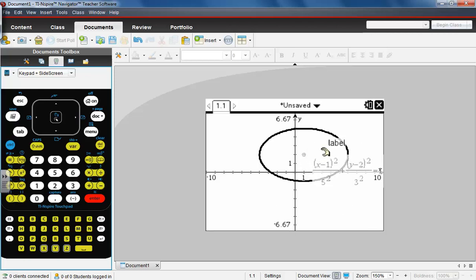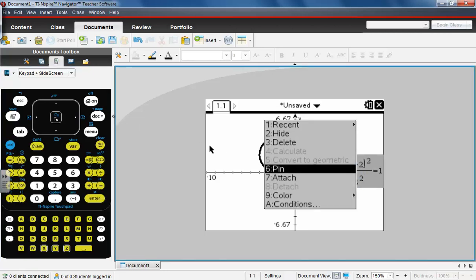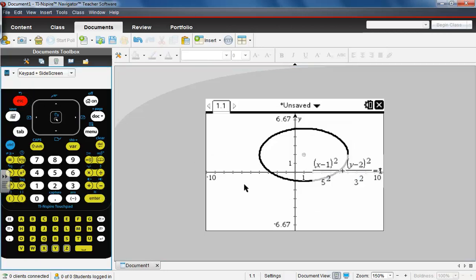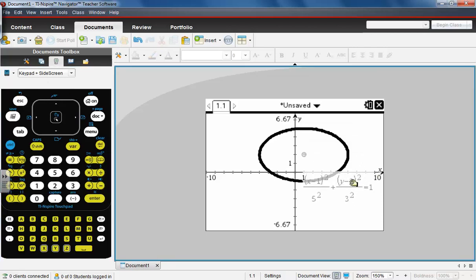And I'm going to come back to this a little later and show you also. I'll show you later when we come back to this how you can actually use your calculator to analyze this and find several different parts of the ellipse as well.